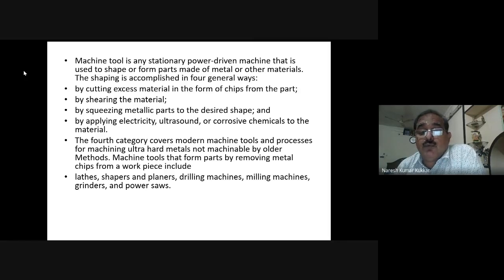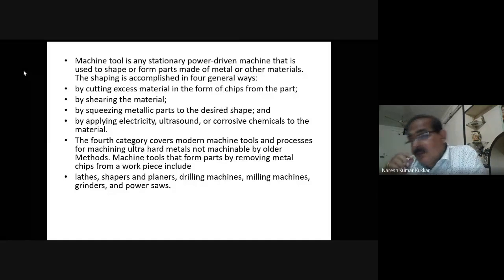Machine tools that form parts by removing metal chips from the workpiece include the lathe, shapers and planers, drilling machines, milling machines, grinders, and power saws. Now we will discuss them one by one.